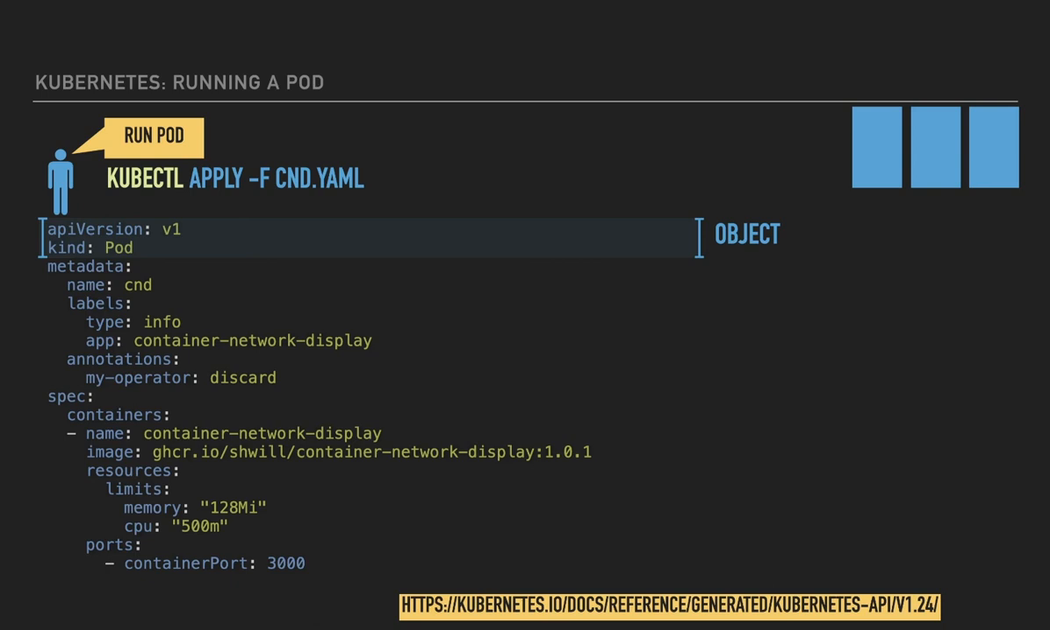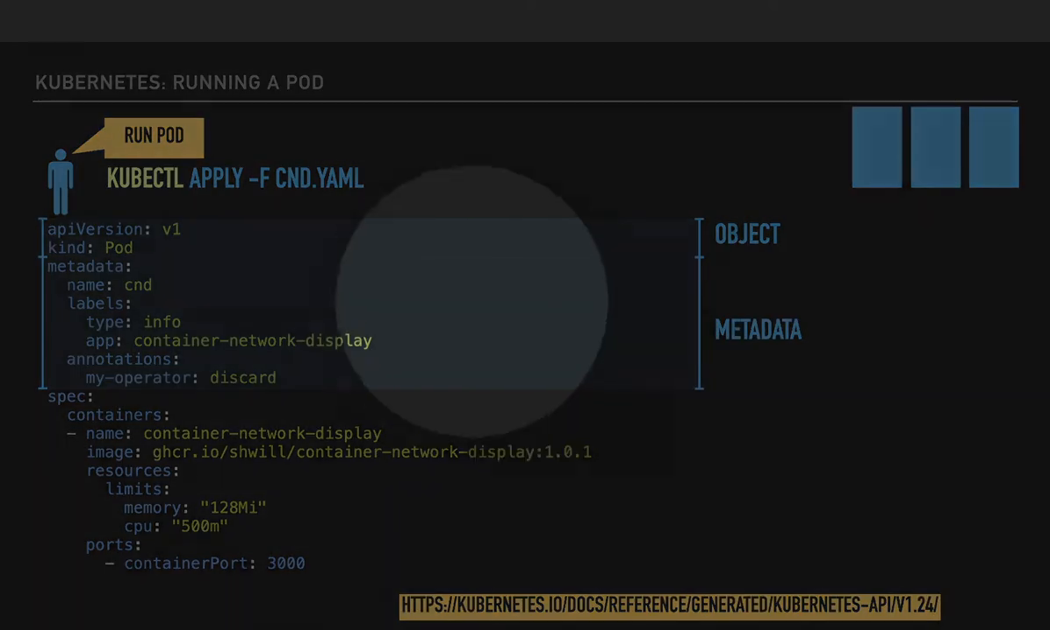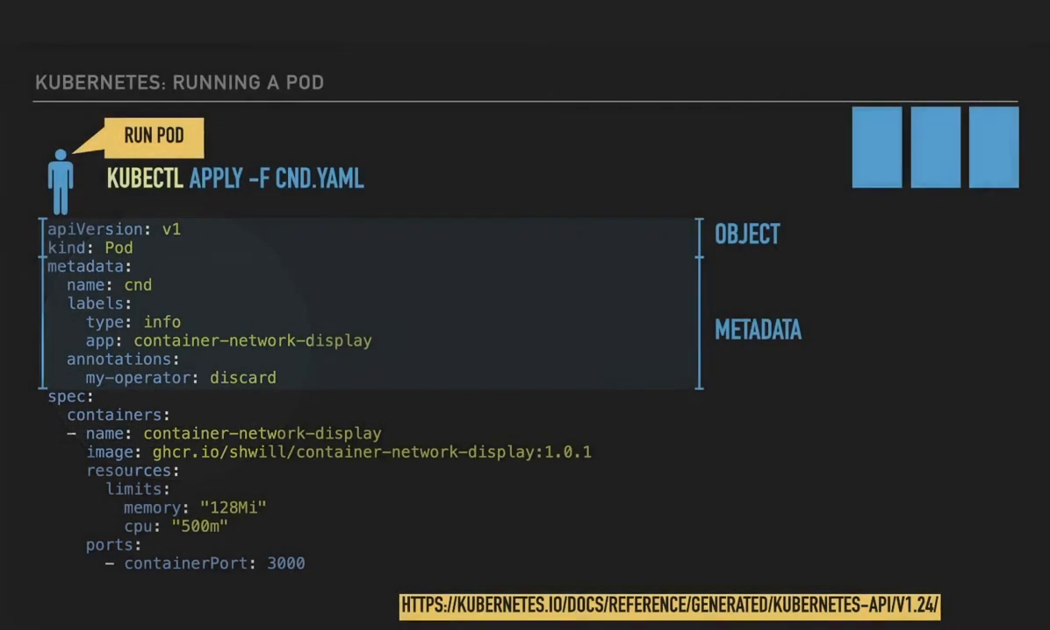We learned that a Kubernetes object has metadata and spec, and this YAML file reflects that knowledge. We've got metadata. We got a name, CND, and we got labels over here. Labels are a great instrument in Kubernetes because they allow us to select and group objects. We will do that later on.